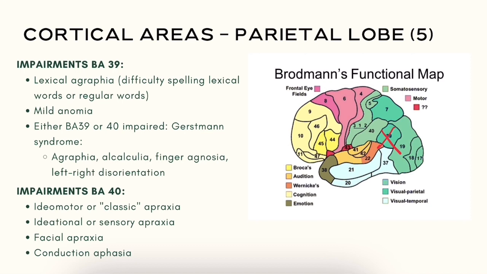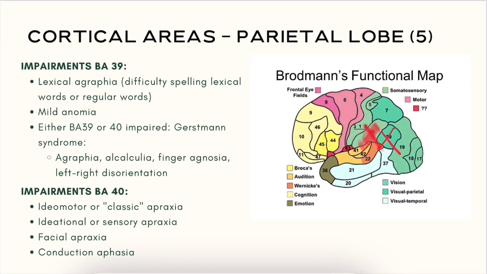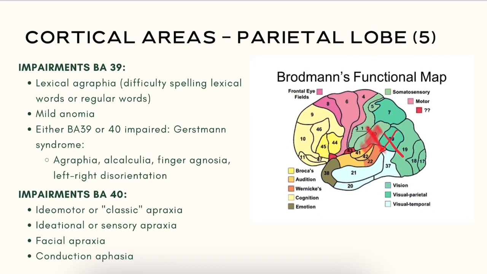But if you get an impairment on area 40, you could get ideomotor apraxia, ideational or sensory apraxia, facial apraxia, and conduction aphasia. Okay, so for ideomotor apraxia, an example for you to understand it is, let's say I ask you to button your shirt, you wouldn't be able to do so.